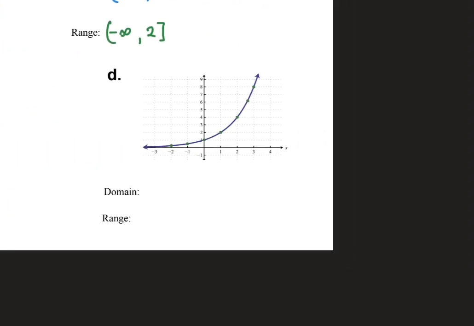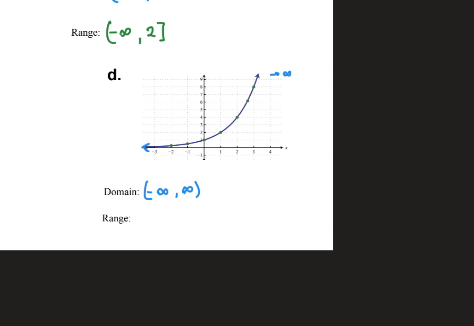All right, lastly, we have D. We're going to start with our domain. So domain, we're looking how far left. This is the leftmost point I see. But we have an arrow, which means it's going to go to negative infinity. In terms of how far right, this is the furthest right point I see, but I see an arrow, which means it's going to continue in that direction, which means that that's actually going to go to positive infinity.